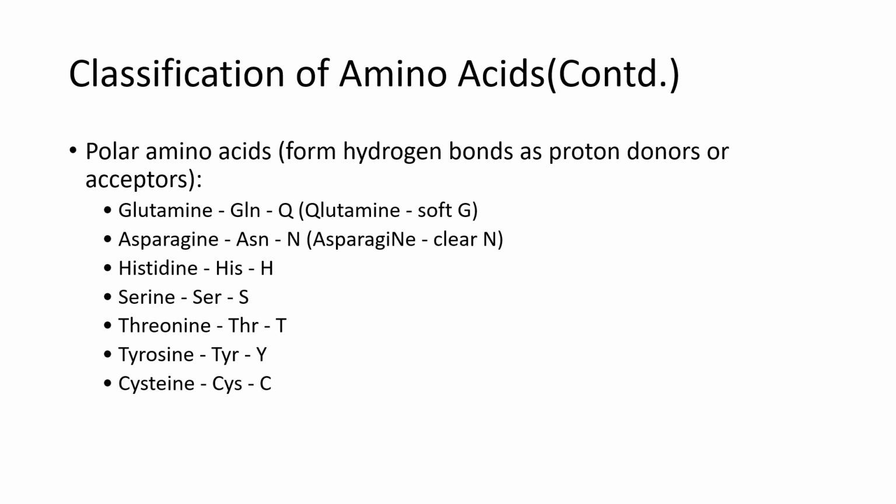Polar amino acids form hydrogen bonds as proton donors or acceptors. All right, so they can donate or they can accept. Glutamine, asparagine, histidine, serine, threonine, tyrosine, cysteine, they are all polar amino acids.